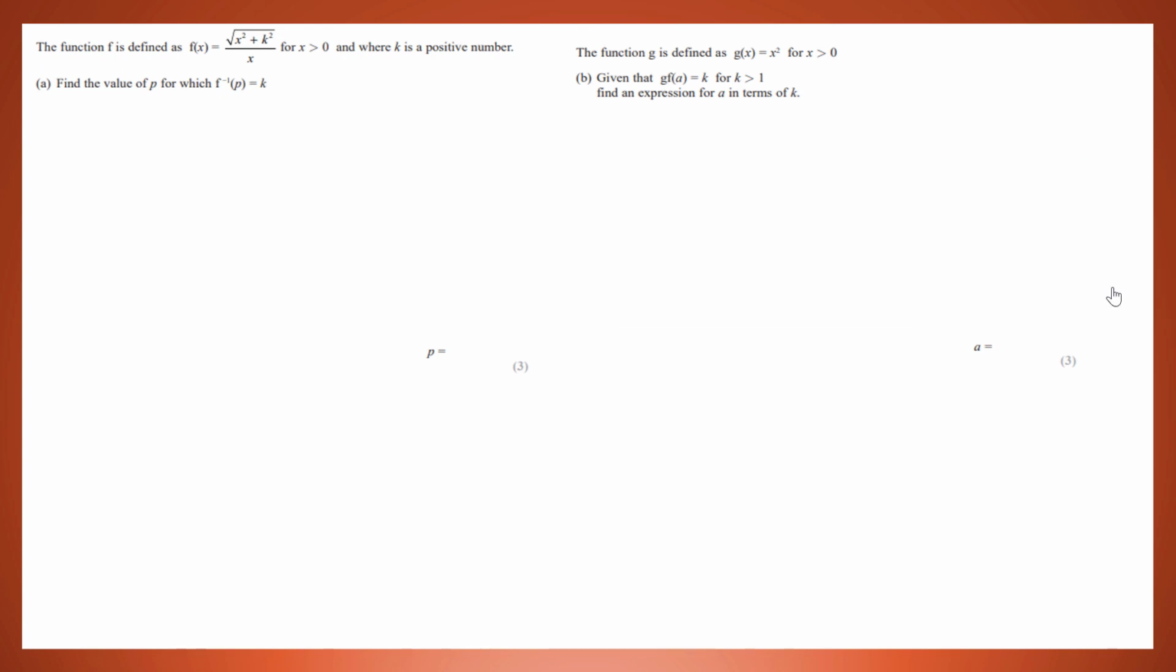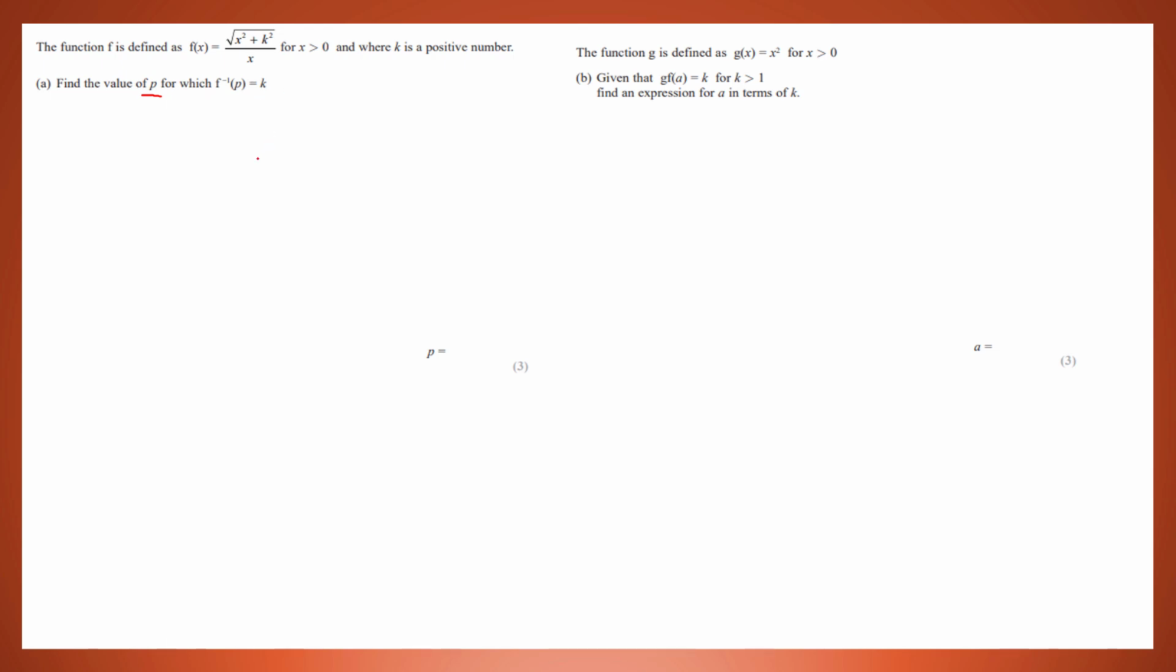In this question, we need to see that the function f is defined as f of x equals square root of x squared plus k squared, all over x, for x greater than 0, where k is a positive number. Find the value of p for which f inverse of p equals k. We need to find p. You need just to pay attention to this sentence, or what's required in this question.